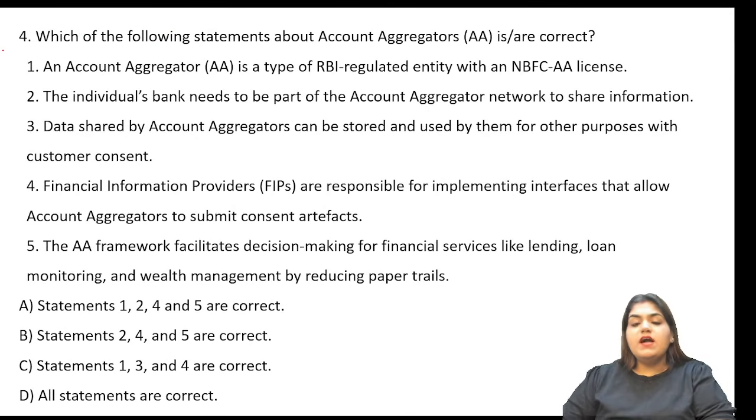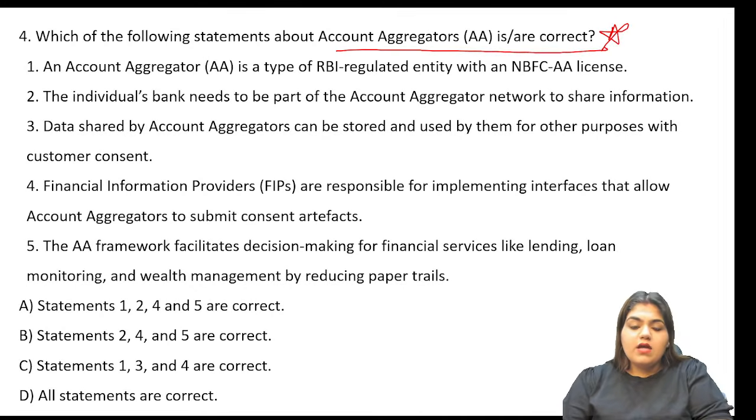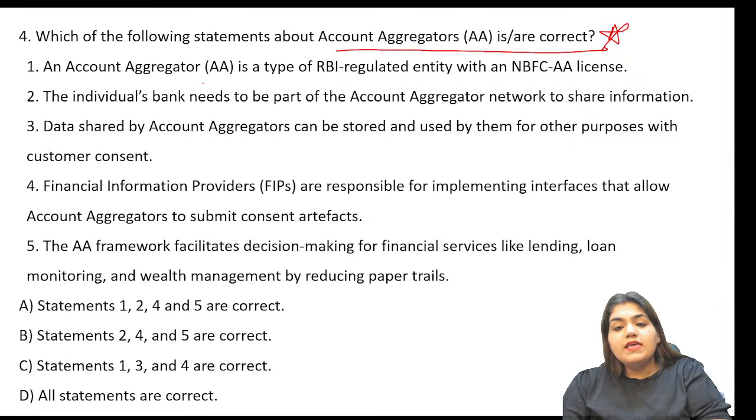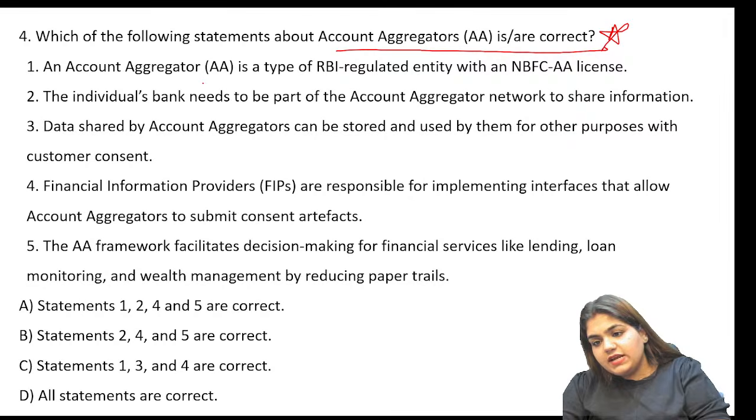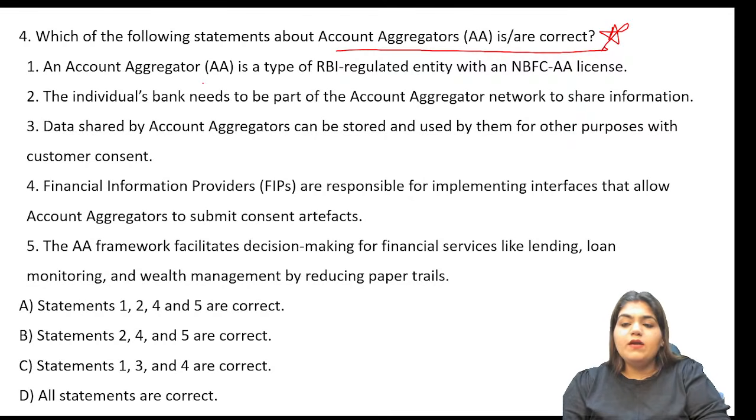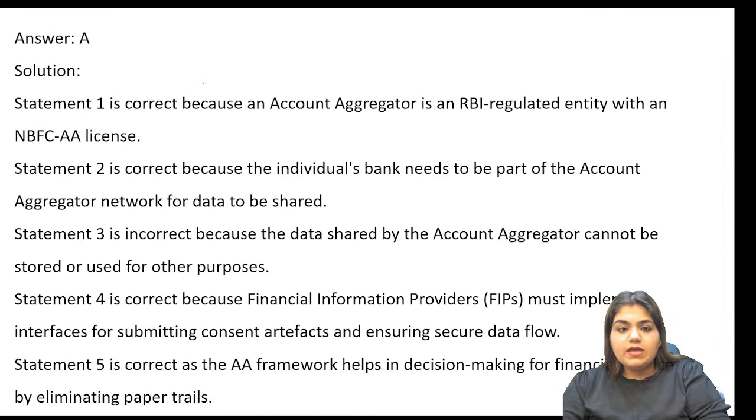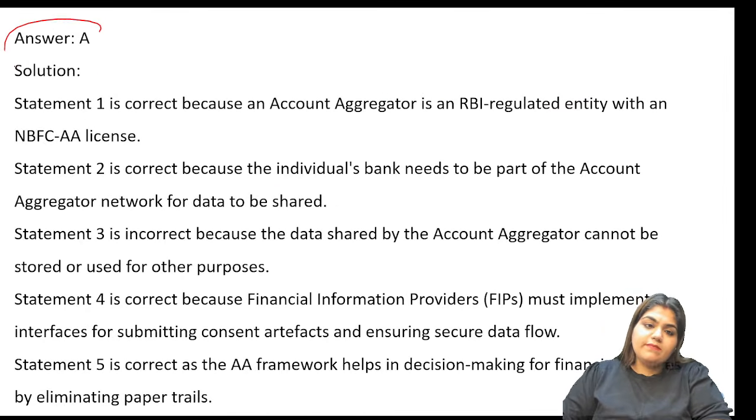Which of the following statements regarding account aggregators are correct? Account aggregators are a type of RBI-regulated entity, NBFCs with an AA license. Statement number 1 is correct. Statement number 2 is also correct. Individual banks need to be part of the AA network for the data to be shared. 3 is incorrect. Data shared by AA cannot be stored and used for any other purpose. Statement number 4 is correct. Statement number 5 is also correct. That will give us A as the correct answer. Everything is correct except statement number 3.